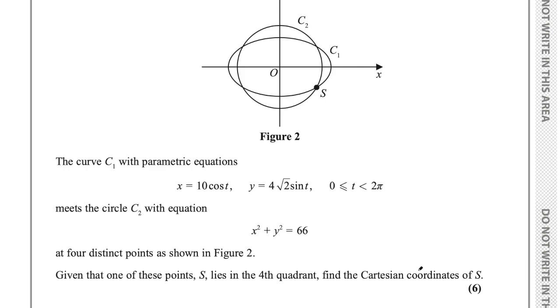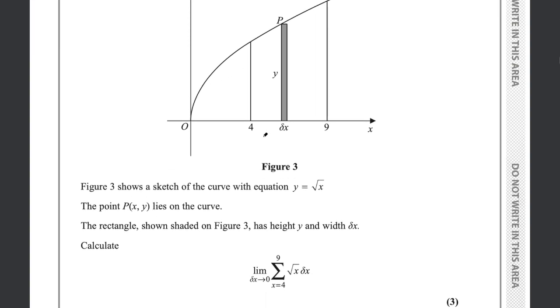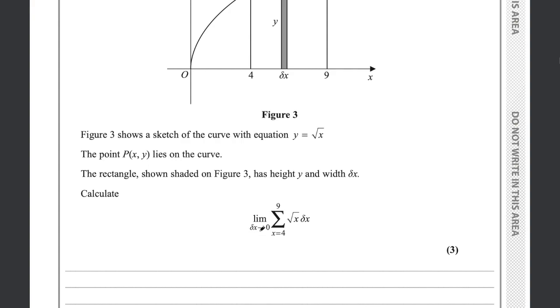Again, there are different methods to do that, so check the mark scheme out for those other ways of doing it. Question 5 gives us a diagram and it says, figure 3 shows a sketch of the curve with equation y equals root x. The point P, x y lies on the curve. The rectangle shown shaded in figure 3 has height y and width delta x. Calculate the limit of delta x approaching 0 from 4 to 9 of root x delta x, or dx. So this is a fancy way of saying that you need to find the integral from 4 to 9.